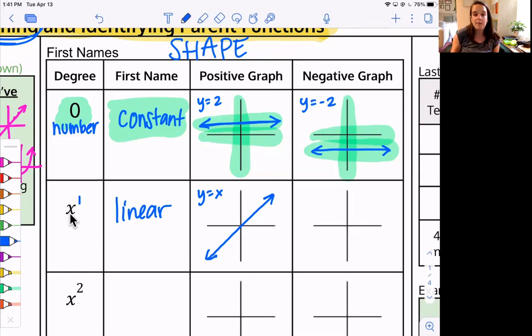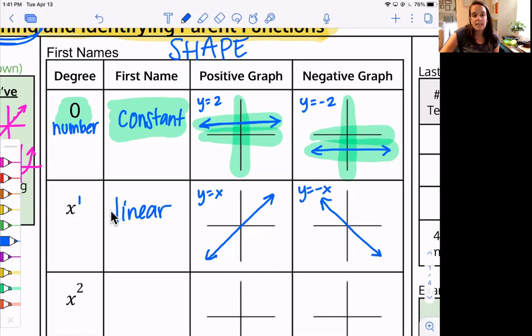Does anyone remember what happened when we had y equals -x? Or does anyone have a guess of what happens to the line? With y equals +x, the graph is going up. What happens when we had y equals -x? What happened when the graph was negative? Yeah, right, it goes down. Yeah, it goes down like this.